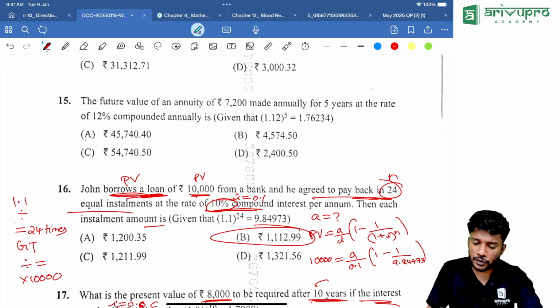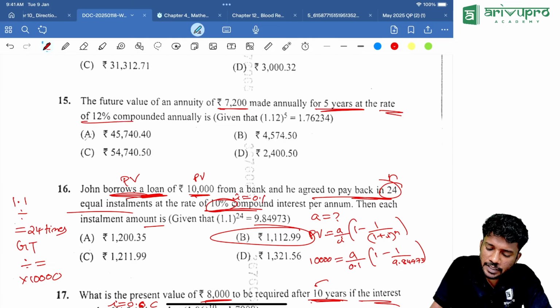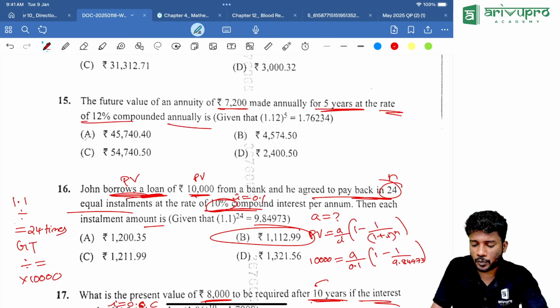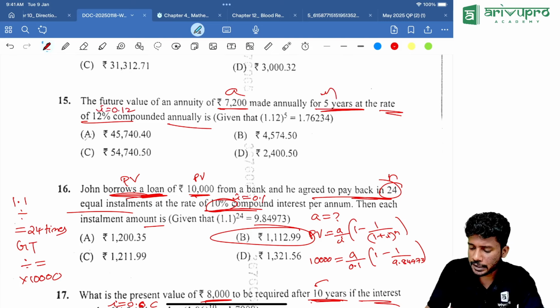The future value of an annuity of 7,200 made annually for 5 years at the rate of 12% compounded annually is given as what? So annuity amount is how much? The A is 7,200. N is how much? 5 years. I is how much? 0.12. Then get me the future value.